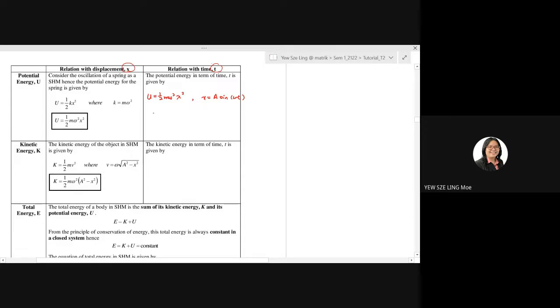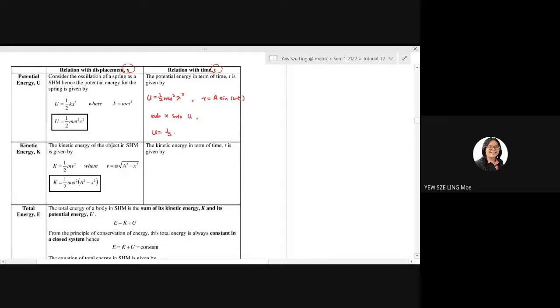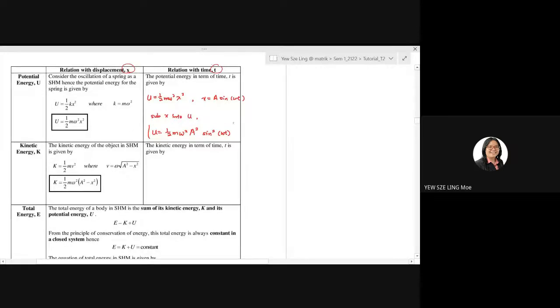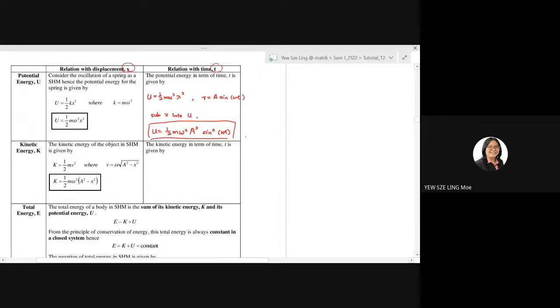You sub x into U, then you will obtain U equals 1 over 2 m omega squared A squared sine squared omega t. So this is the equation. If the question asks you to determine potential energy in terms of time, or if you are given time, then this is the equation.